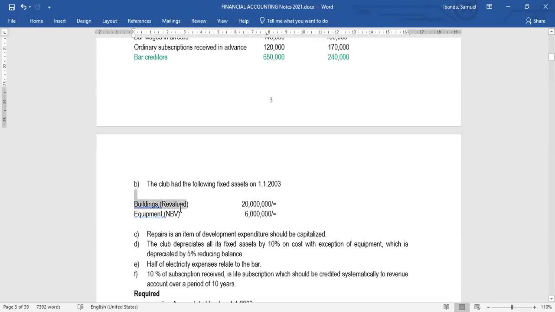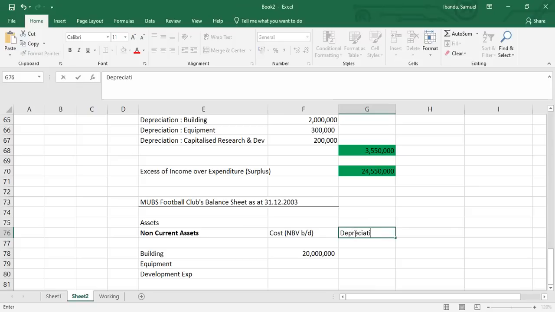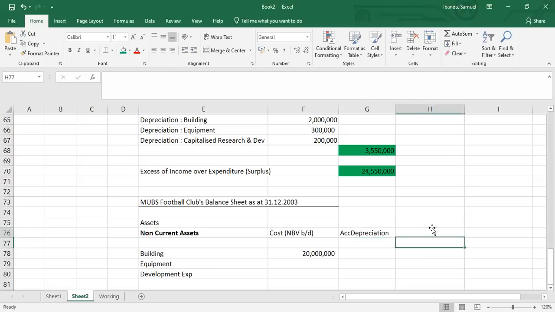So I appreciate all those that are still with me here. So I have my buildings, which is 20 million, which is its cost. So this is 20 million. That is the revalued amount, okay? And we have the depreciation, or accumulated depreciation, call it accumulated depreciation, okay? And then we have the new net book value, okay?